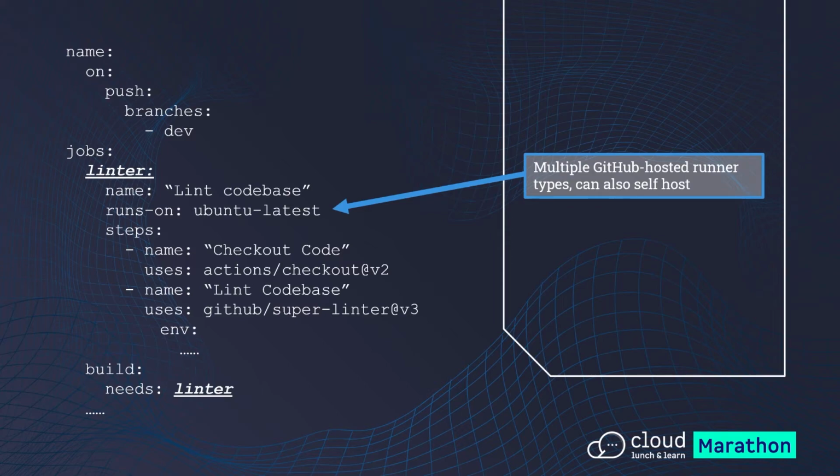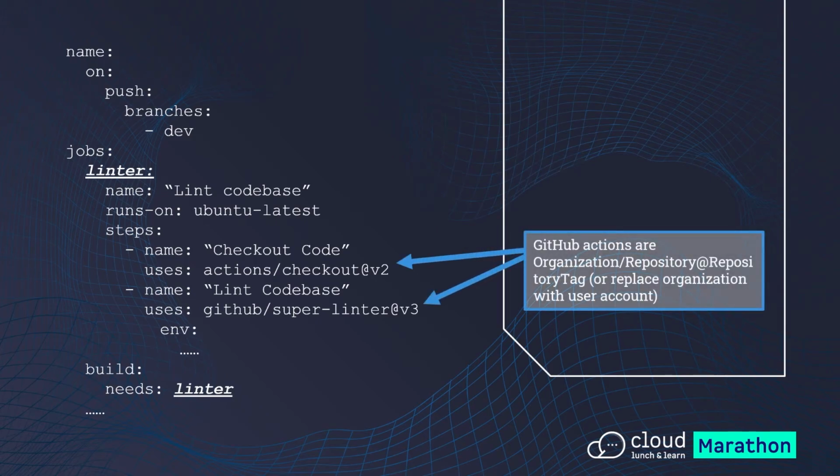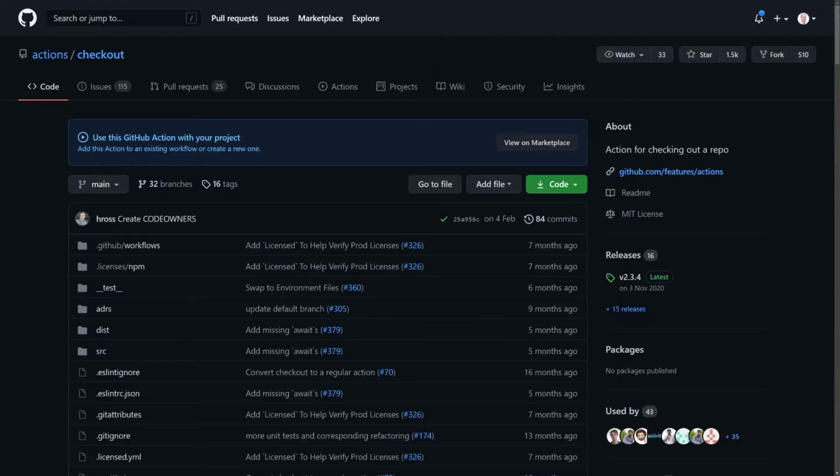Now, the next point, take a look at these two lines down here that say uses. And there's this actions/checkout@v2, github/super-linter@v3. Do you notice anything interesting about their naming convention at all? Maybe you got it. Hopefully you did. If you did, congrats. Well done. Is that this is actually the naming convention of a GitHub repository.